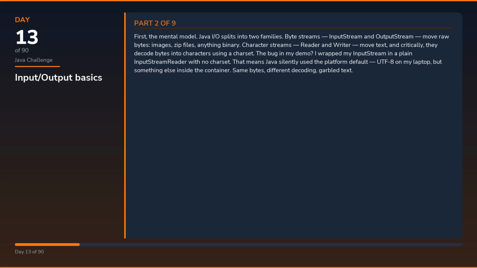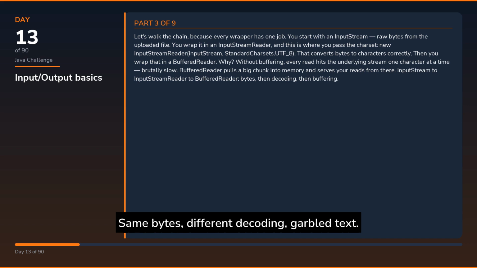Let's walk the chain, because every wrapper has one job. You start with an InputStream, raw bytes from the uploaded file. You wrap it in an InputStreamReader, and this is where you pass the charset: new InputStreamReader(inputStream, StandardCharsets.UTF_8). That converts bytes to characters correctly. Then you wrap that in a BufferedReader. Why? Without buffering, every read hits the underlying stream one character at a time, brutally slow. BufferedReader pulls a big chunk into memory and serves your reads from there. InputStream to InputStreamReader to BufferedReader: bytes, then decoding, then buffering.